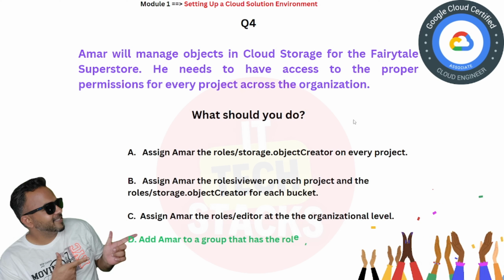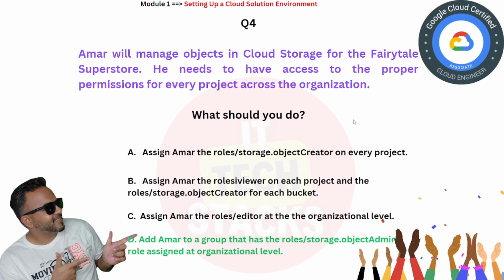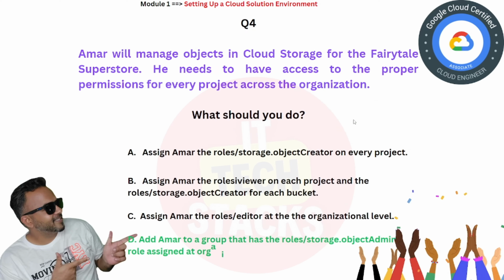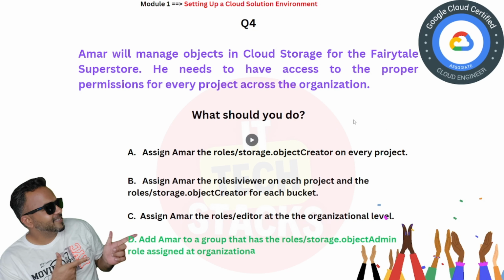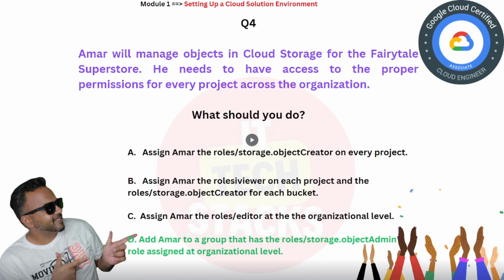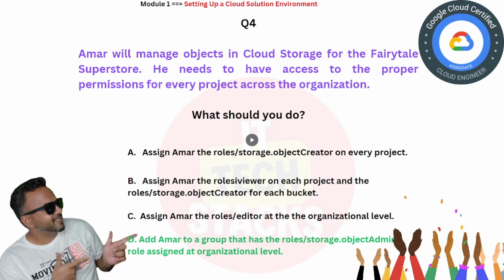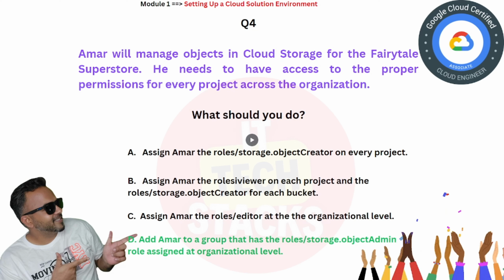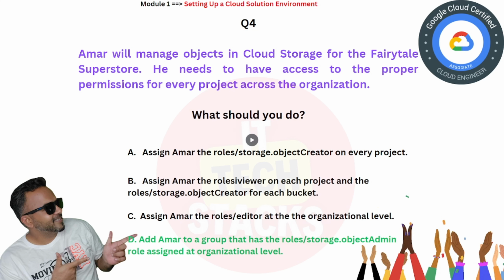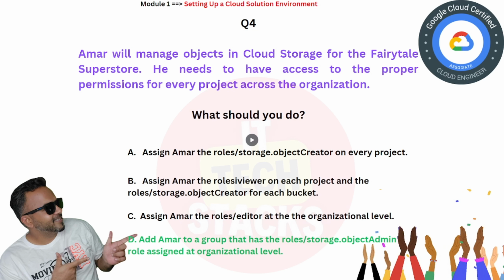The correct option is: add Amar to a Google group that has the roles/storage.objectAdmin role assigned at the organization level. So option D is the correct option. By adding Amar to the group that has the roles/storage.objectAdmin role, it will give permissions for every project across the organization. Whoever answered D, congratulations to everyone.